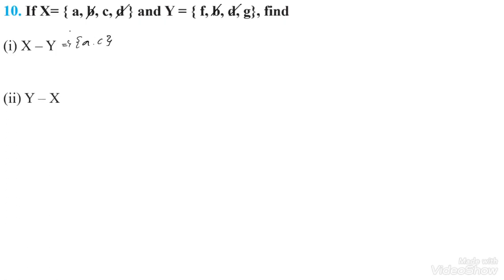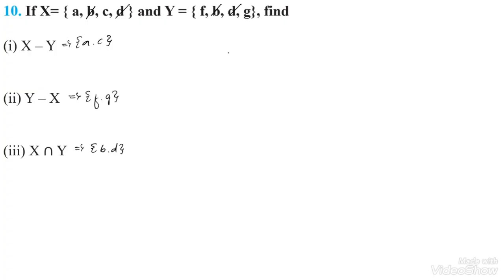Next, Y minus X, that is F, G. These are the elements left in Y after neglecting the common elements. Next question, X intersection Y. X intersection Y will be the common elements between X and Y, which is B, D.